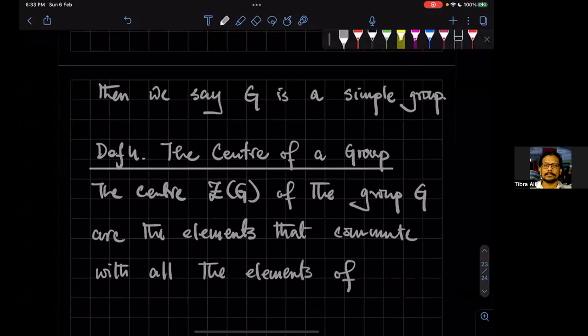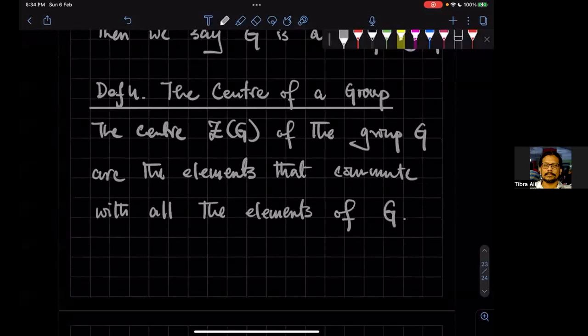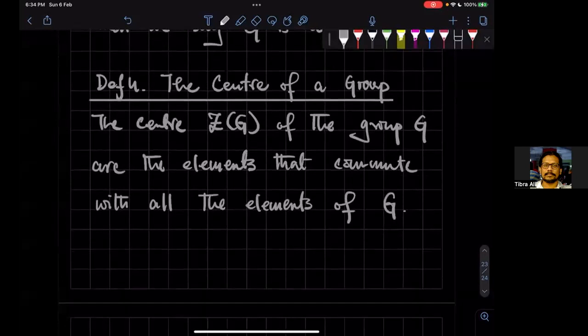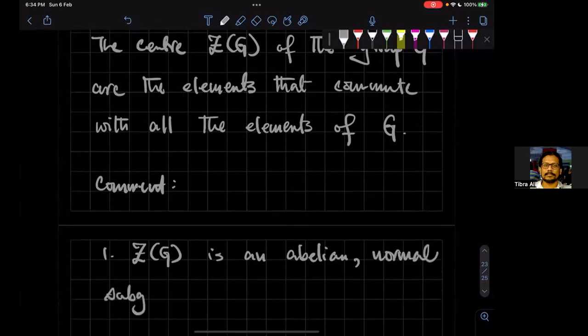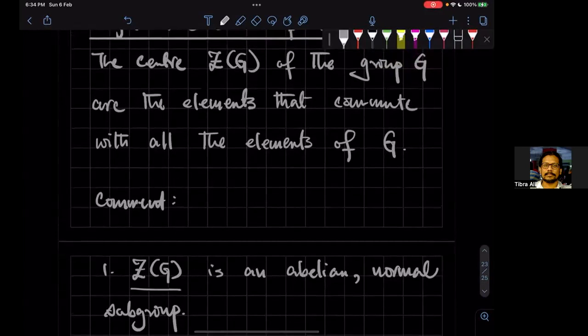Okay, so it follows very trivially that Z(G) is an abelian subgroup and therefore a normal subgroup, right? Because we know that all abelian subgroups are normal subgroups. Okay? Is it clear that this is a group? Or should we prove this?